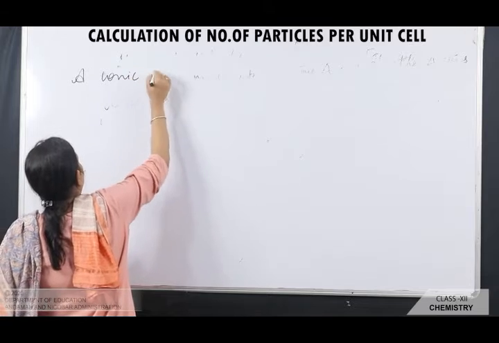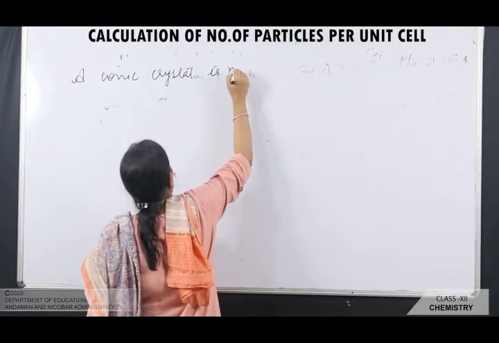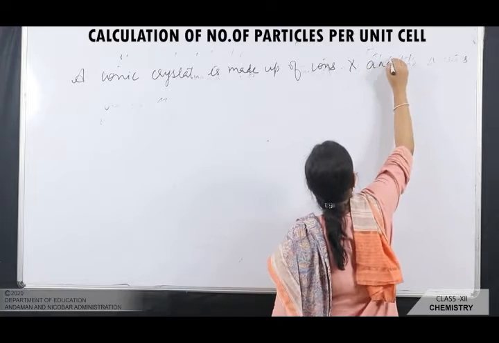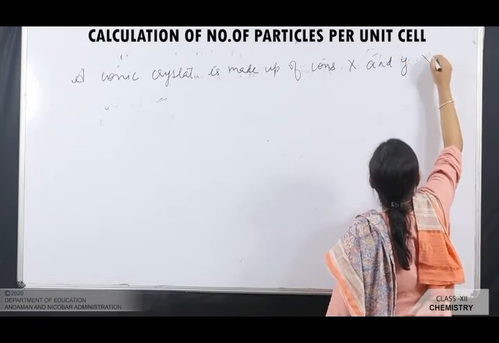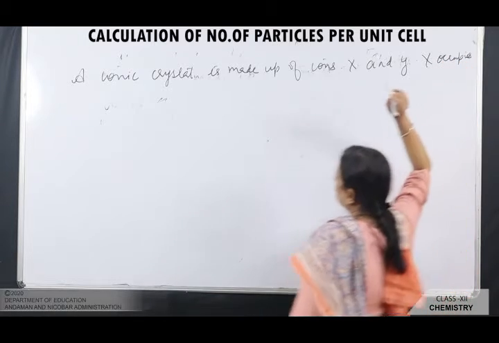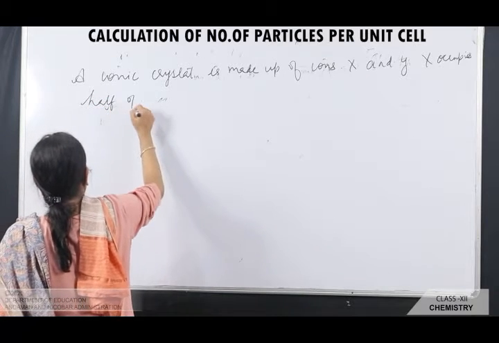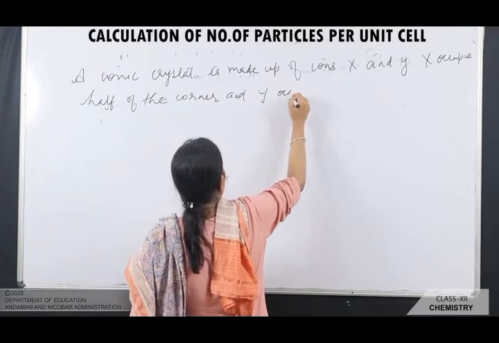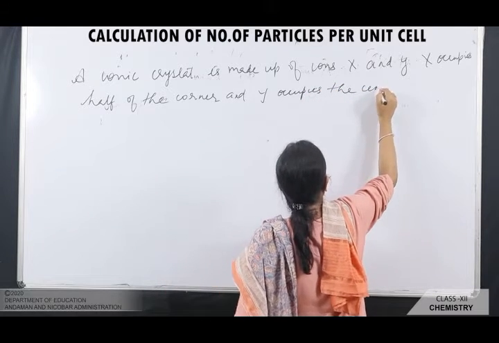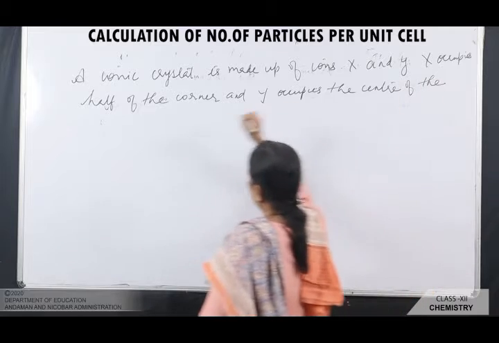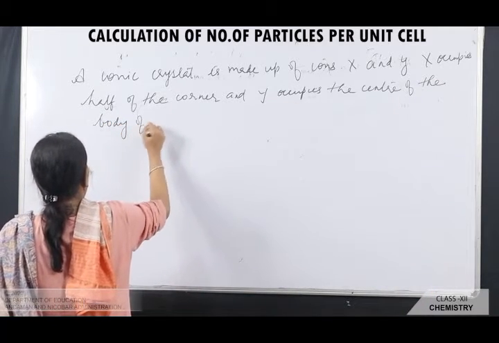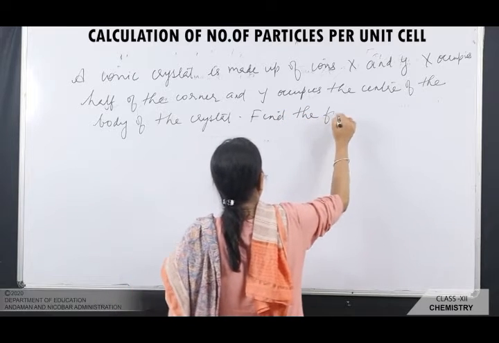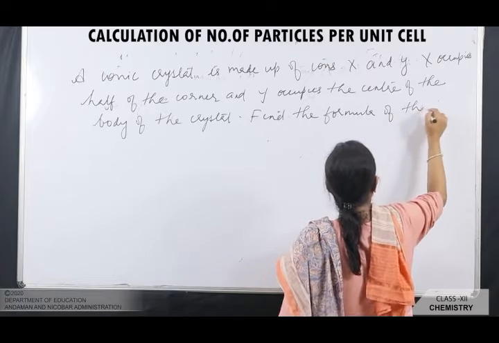Ionic crystal is made up of ions X and Y. X occupies half of the corner and Y occupies the center of the body of the crystal. Find the formula of the crystal.